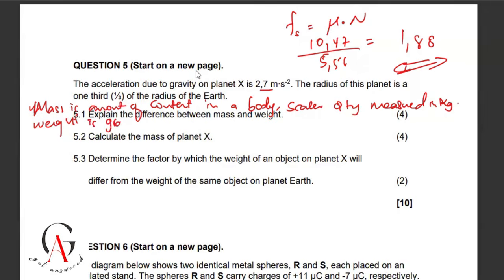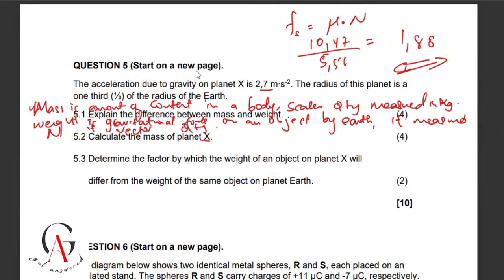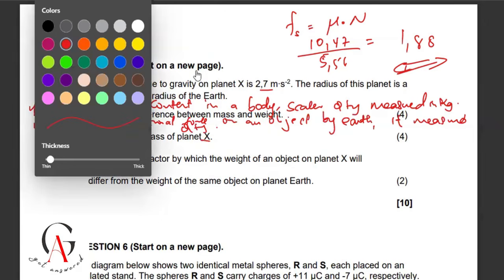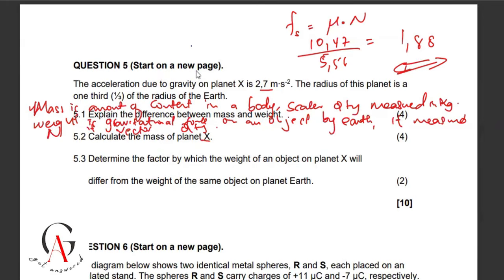It is the gravitational force on an object by the Earth. Okay, it's measured in what we call the newtons, and it's a vector quantity. All right, then 5.2, they want us to calculate the mass of planet X.